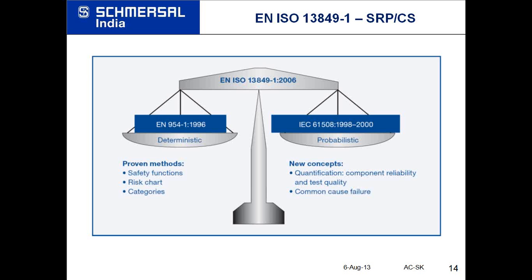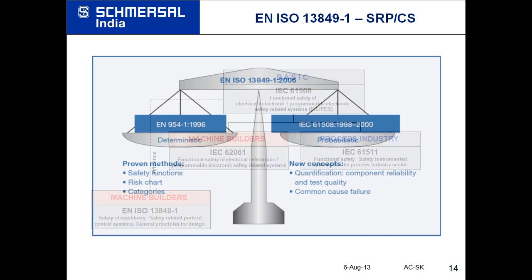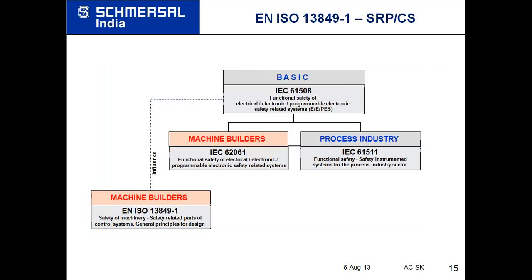Okay, so what the standard making organizations have done, they have taken good things from the older standard, that is EN 954-1, and also the good things from IEC 61508. So the new standard, we can say, is more or less quite capable to address the issues today. And you can say the godfather still remains the same as IEC 61508, which is called Functional Safety of Electrical, Electronic, Programmable Electronic Safety Related Systems. In short, it is called E/E/PES.